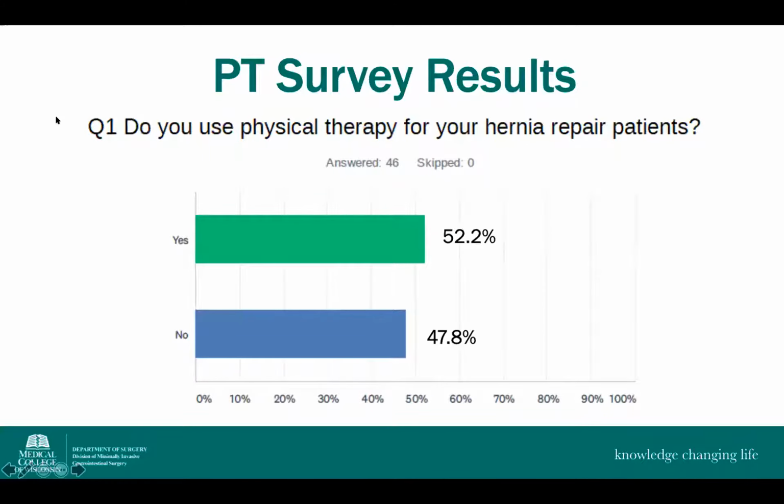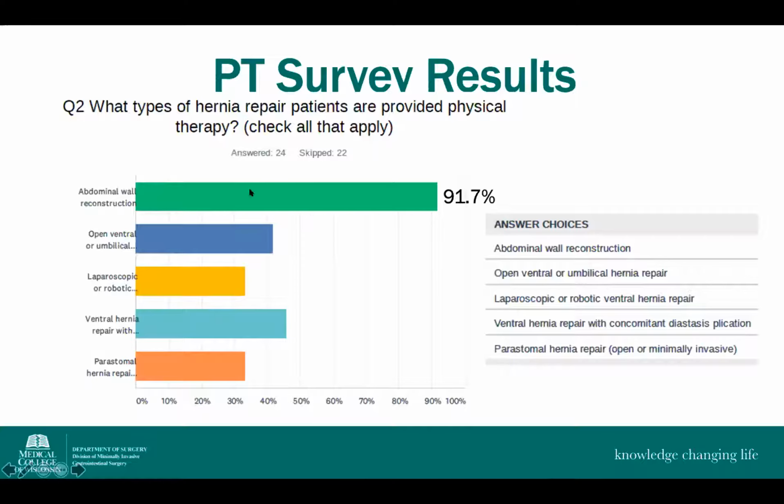The first question we asked was, do you use physical therapy for your hernia repair patients? And you can see it was pretty split here, about 50-50. A little over 50% said yes, they do use physical therapy, and 48% did not. So then we wanted to get a sense of why this was happening. What types of hernia repair patients are provided physical therapy? Amongst those who answered that they do provide physical therapy for their patients, over 90% chose abdominal wall reconstruction as the primary type of hernia patient for which they're providing physical therapy. You can see here open ventral or umbilical hernia repair, and then a ventral hernia repair with a rectus diastasis plication are also choices, at a little over 40%.